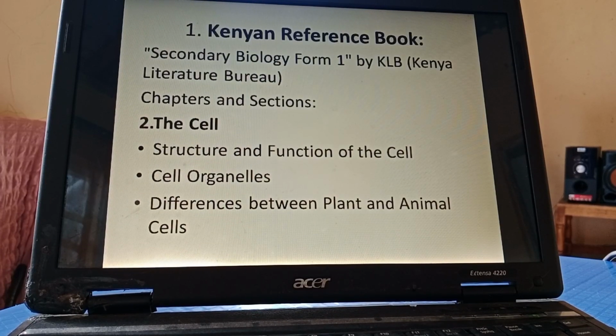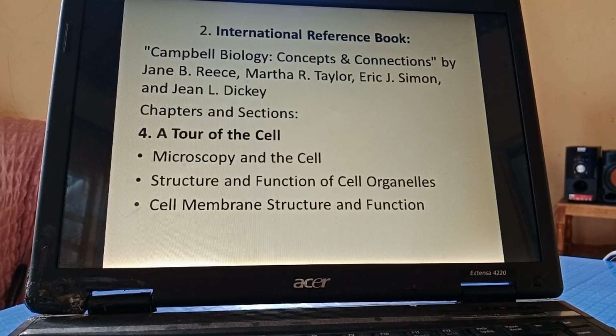Reference books: the Kenyan Secondary Biology Form 1 by Kenya Literature Bureau, chapter 2, the chapter is the cell. Sections are structure and function of the cell, cell organelles, and then the third section is difference between plant and animal cells.